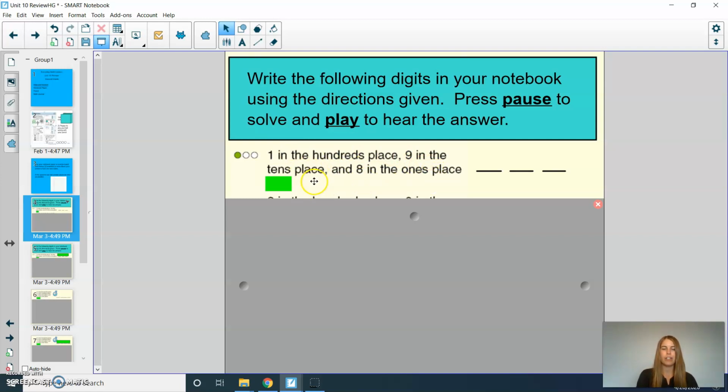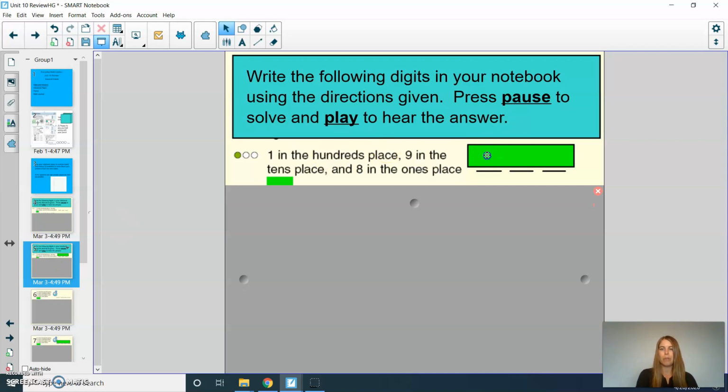So if I'm looking at the first question, I need to put a 1 in the hundreds place. I like to put my 3 dashes on the side, and that helps me know where to put each of the numbers. Then I put a 9 in the tens place and an 8 in the ones place. If you have yours ready, keep listening. If you need more time, press pause. Your number should match mine, giving me the number 198. Let's try another one.